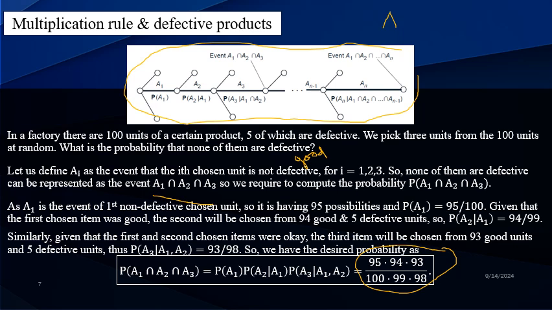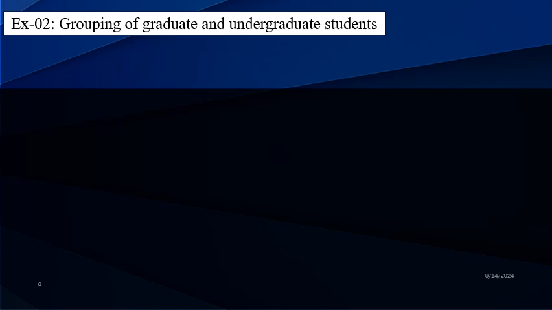Same problem, you can look for an alternative solution, but this is solved by the multiplication rule. Now we will talk about another problem, a grouping of graduate and undergraduate students. So there are two kinds of students. Do you see two kinds of students in this institute? Forget about branches. What are those? Graduate and undergraduate. Who are graduate students? See, these are simple. Professors are not students. No, I am asking about students.